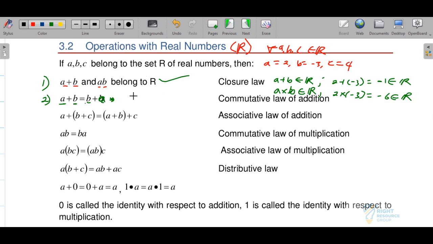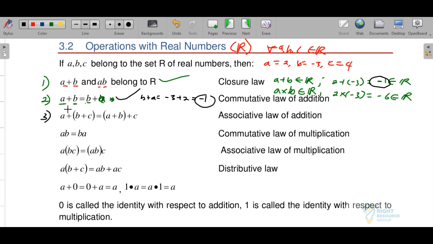Let's do A plus B. A plus B, we had it to be -1. So let's do B plus A. B plus A is going to be -3 plus 2, which is equal to what? -1. So this is also equal to -1, which means this stands. A plus B is -1, B plus A is also -1. So that is correct.